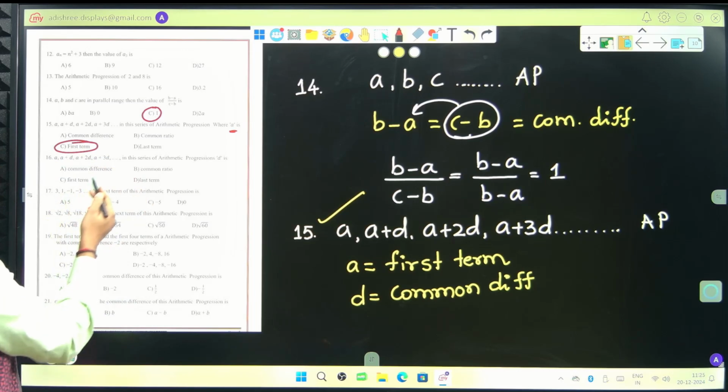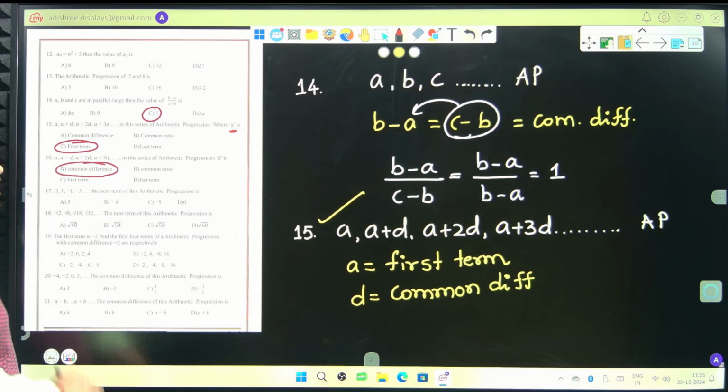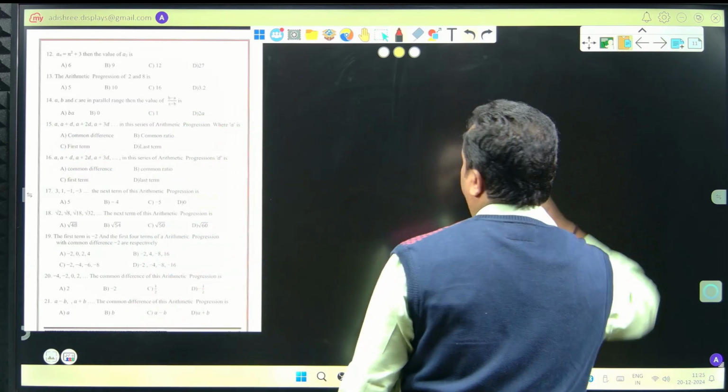Similarly, there is a next question. In this series, D is called common difference. That is option A is the right answer. Correct? Right? Let's go for the next questionnaire.